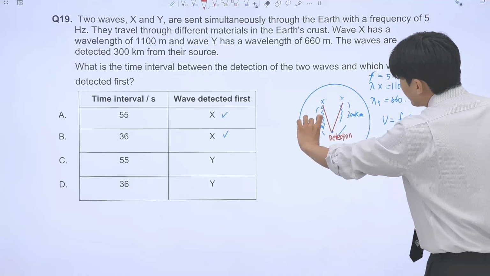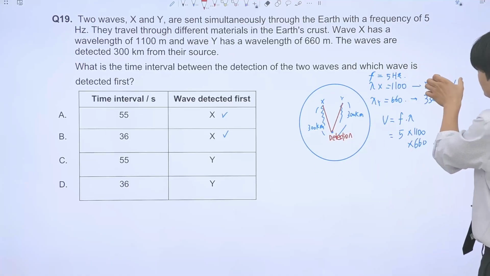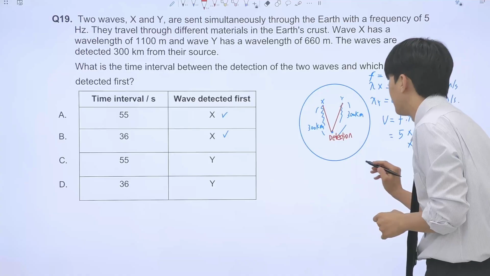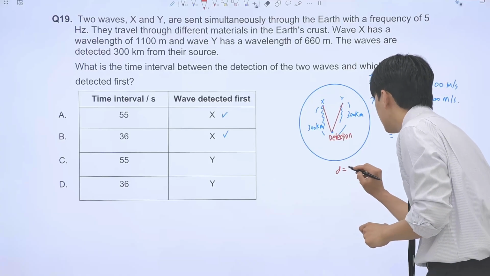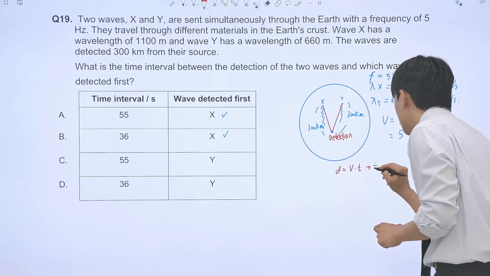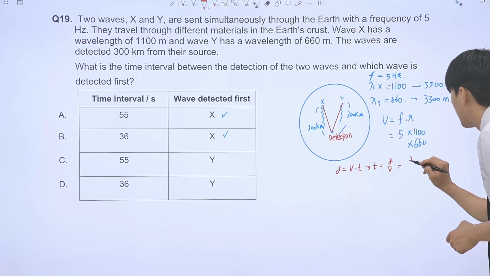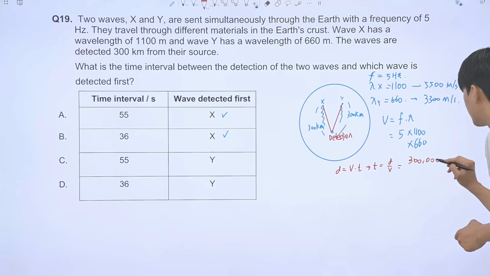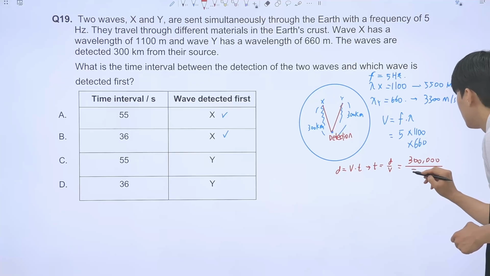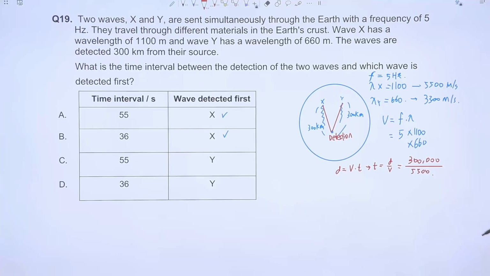Because it traveled 300 kilometers, and we have the speed here, then we can actually say what's the time, because distance equals velocity times time, which means that time equals distance over velocity, right? So distance in that case is 300 kilometers, divided by the speed for x. So that's the time taken for x to be detected.